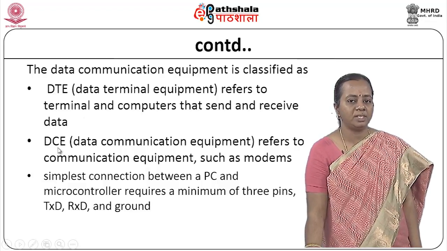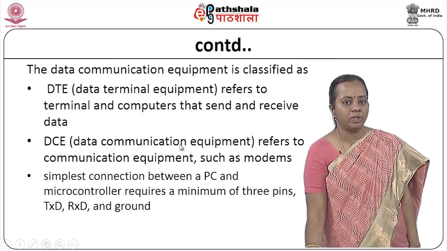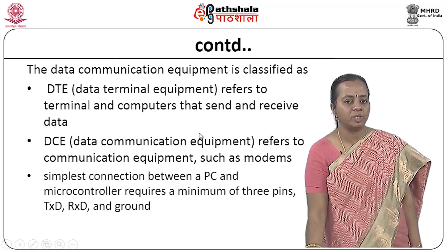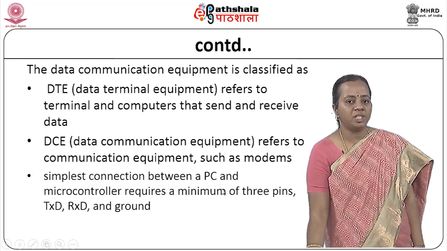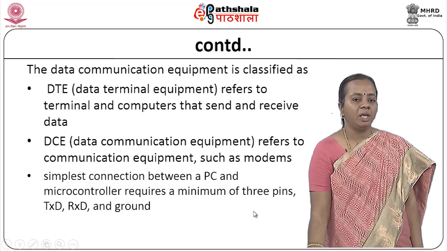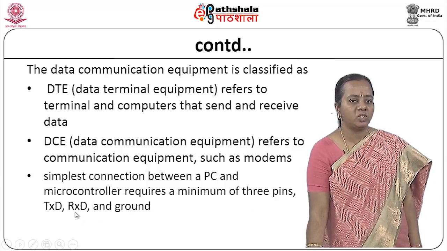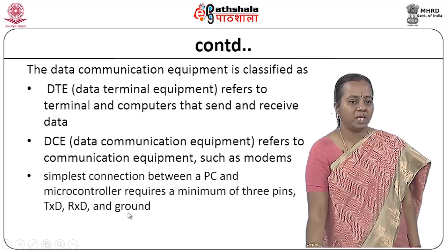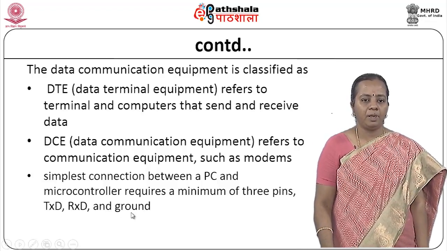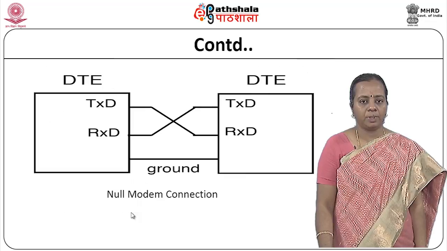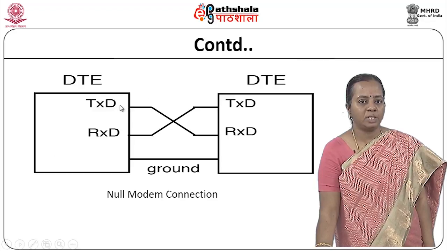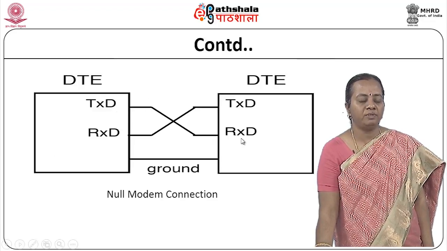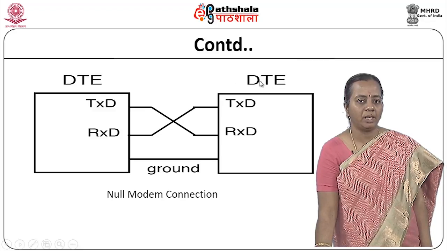DTEs and DCEs are very important when you are making applications that interface computers or communication-oriented equipment. The simplest connection between a PC and a microcontroller requires only a minimum of 3 pins: RxD, TxD and ground. As I said earlier, these 3 pins are very important, and the other pins may not be used, or are used for other purposes. If I have a DTE as well as a microcontroller, I can connect the transmission of one DTE to the receiver of the second DTE. If it is a microcontroller, I can call this a microcontroller.